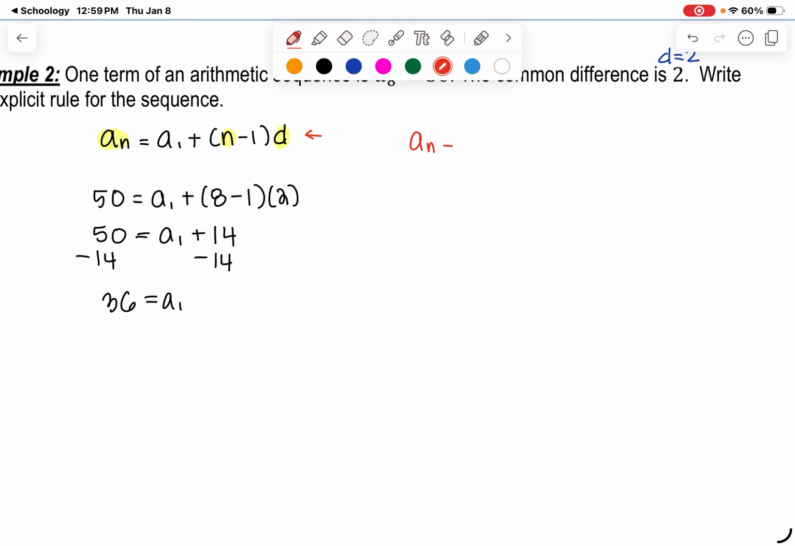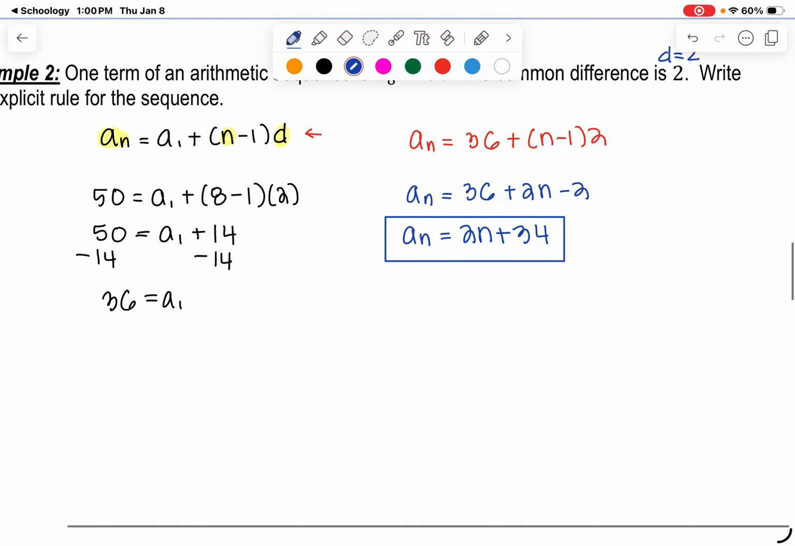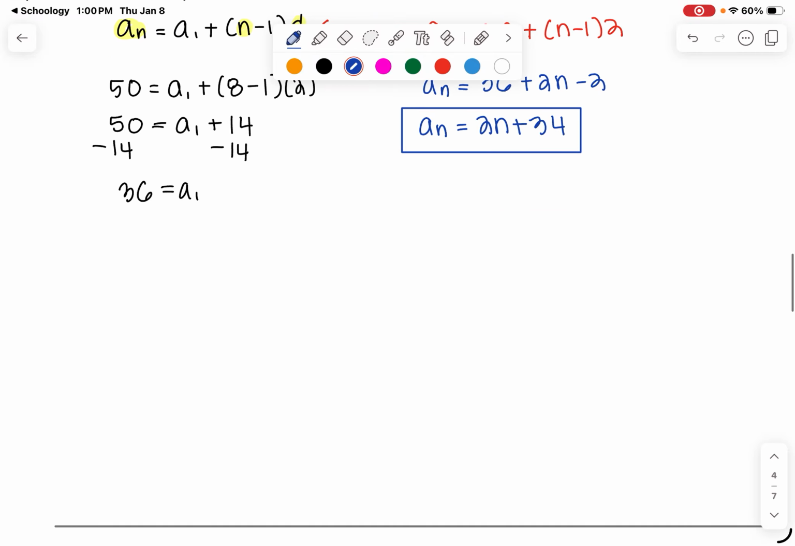So we have a sub n is equal to our first term, which was 36, plus n minus 1 times our difference, which is 2. Once again, don't leave your rule or formula like that. Simplify it. Distribute the 2, and then combine like terms. So we have 2n plus 34. If you have 34 plus 2n, obviously that's the same answer, but this looks like an equation of a line to me. I just like it better, but it's not wrong to have 34 plus 2n.